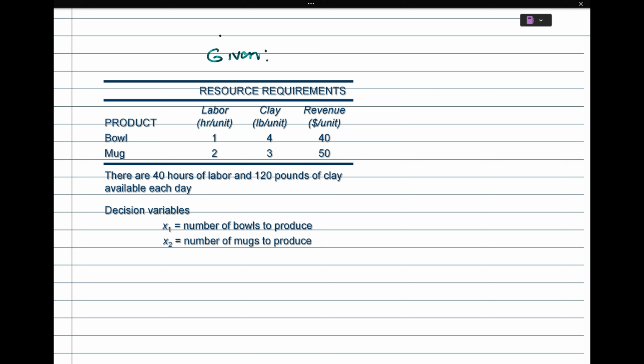And then for the mug, the labor is 2 hours for every unit to be produced. The clay is 3 pounds used for every unit, and the revenue is $50 for every mug. Then they're telling us that there are 40 hours of labor and 120 pounds of clay available each day.